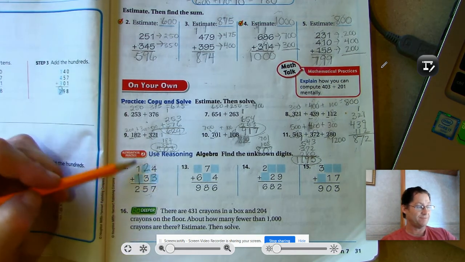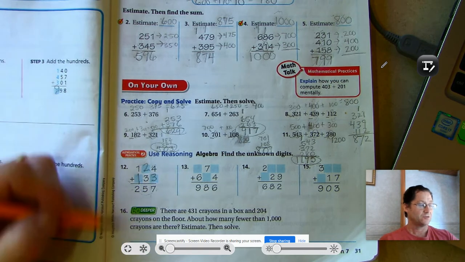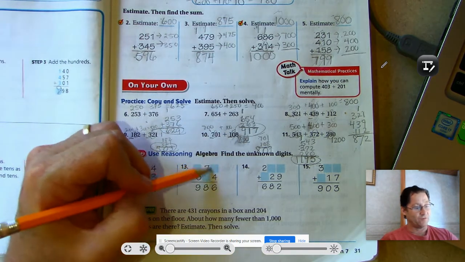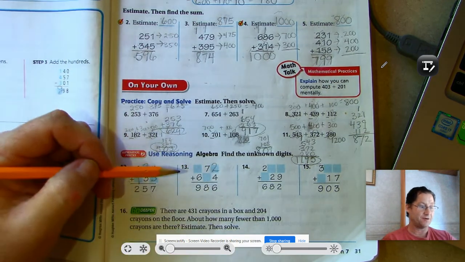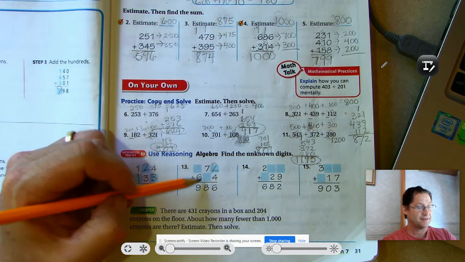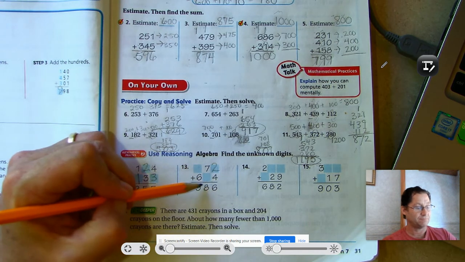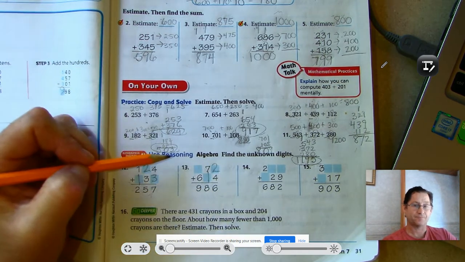4 and 3 is 7. 2 and 3 is 5. 100 plus 100 is 200. So those are reasonable. In this one, we have 6. So let's try 2. Could be that, or could be 16, 2. But let's try 2. 4 and 2 is 6. 7 plus what is 8? Should say 1, right? 7 plus 1 is 8.